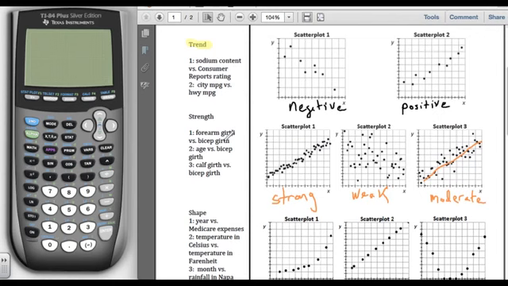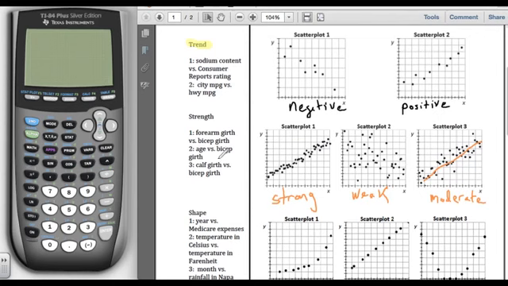Scatter plot 1 is the relationship between your forearm girth and your bicep girth. Well, that should be a strong relationship because your forearm muscles, your biceps, they're very close together on the body. So I would expect that as your forearm gets larger and larger in girth, it's bigger around, your biceps would also get larger and larger. You're working out your arms.